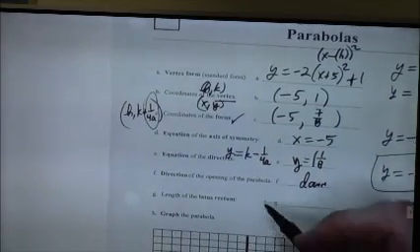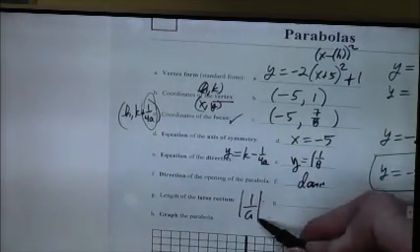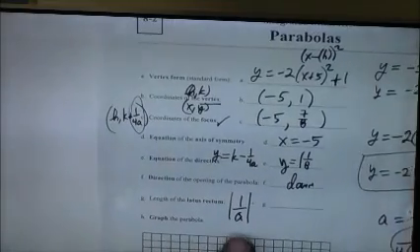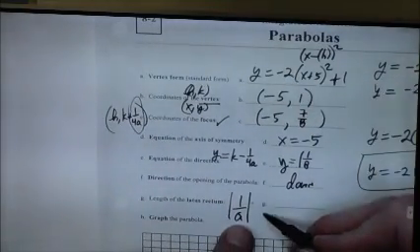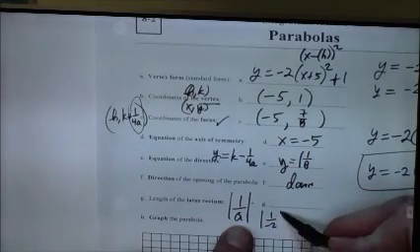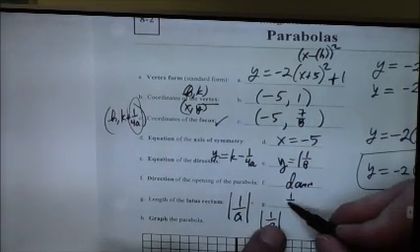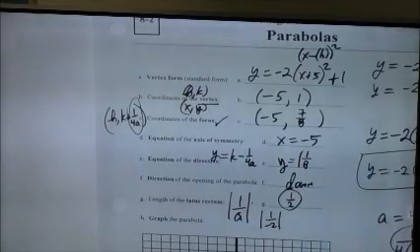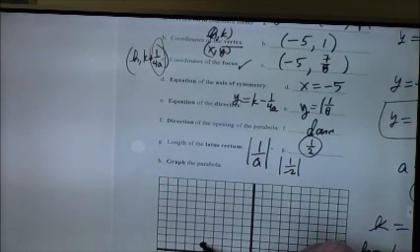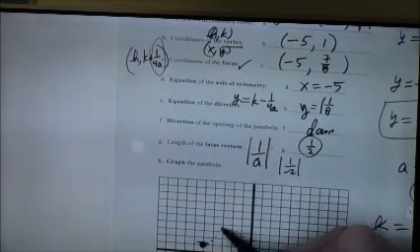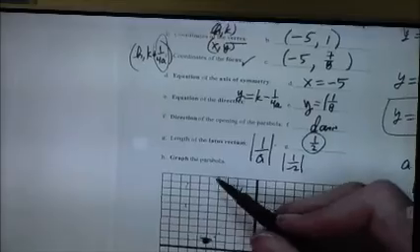But latus rectum, last one here, 1 over a. a is that -2, so it's the absolute value of 1 over -2, or -1/2. But because it's absolute value, it's a positive 1/2. What that means is that from the vertex, or from the focus, we have a very small 1/2 and 1/2, which is sort of hard to determine. The parabola is going to go something like this.